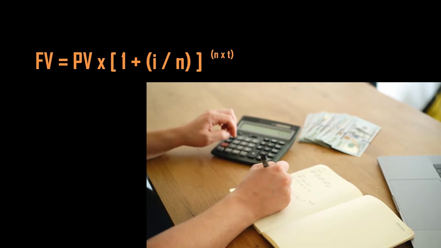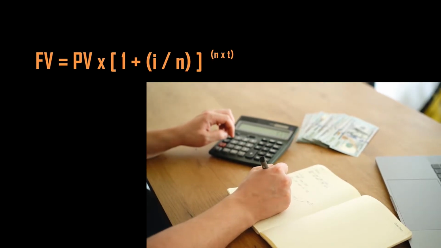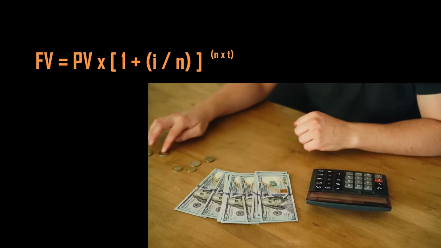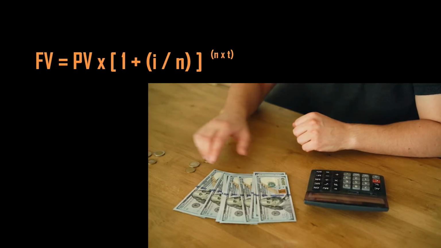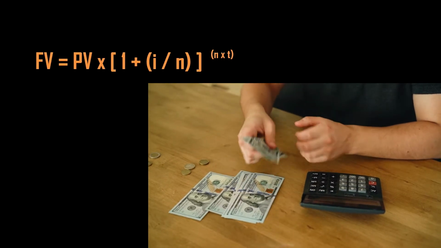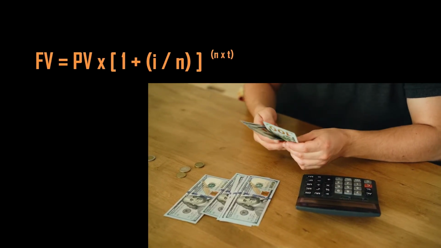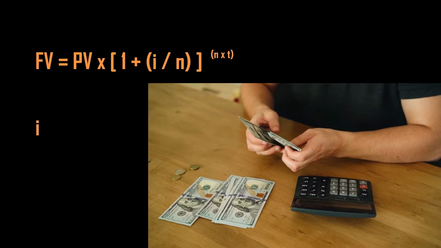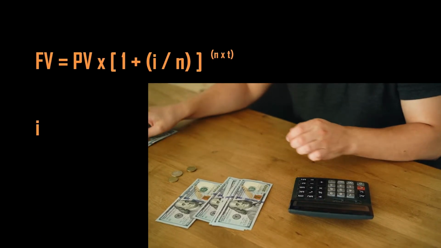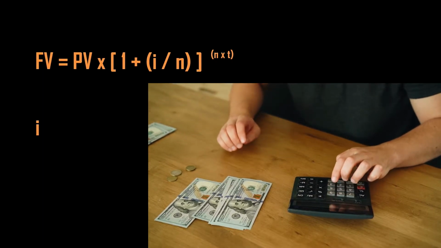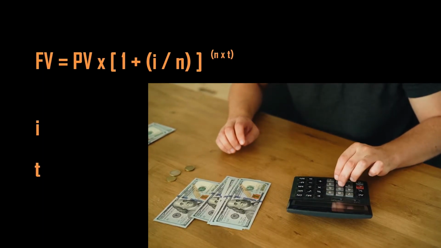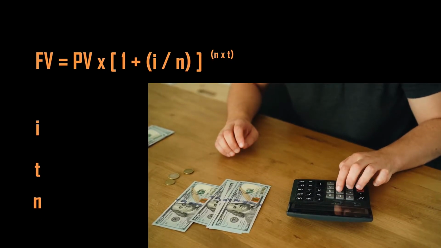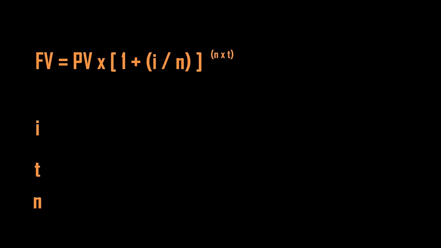So, the value of money you get today is just the amount of money you get, and that is present value, PV. And the future value is the value of the money after a certain time period. In this equation, I is the interest rate, the rate that you are getting on that money. T is the number of years, and N is the number of compounding periods per year.